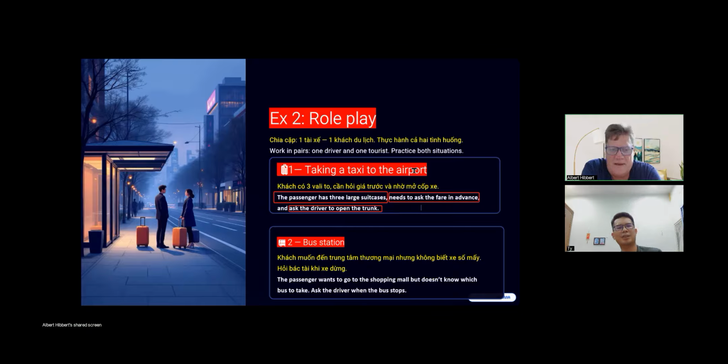Okay. Right. Okay, now you are at the bus station. You want to go to the shopping mall, but you don't know which bus to take. Now you must ask the driver when the bus stops, and you must ask the right questions to make sure that the bus you are going to get onto will stop at the shopping mall.